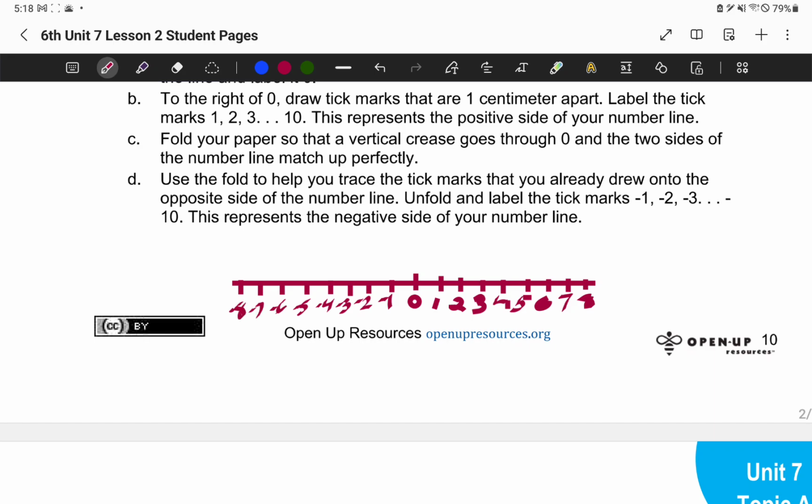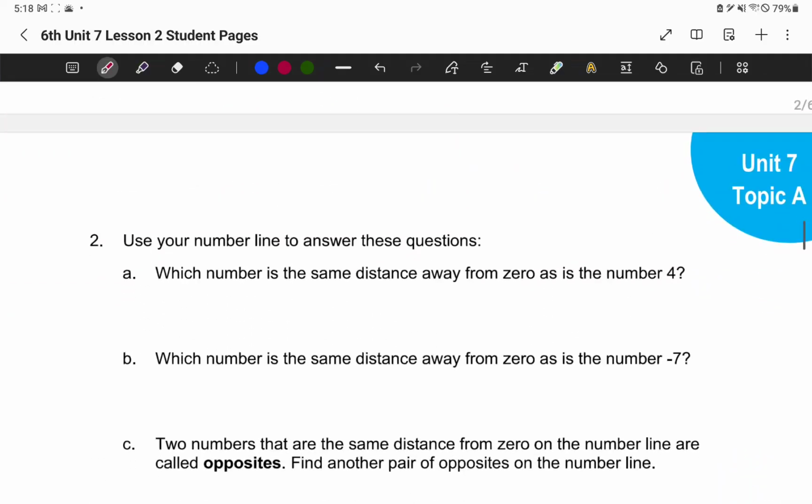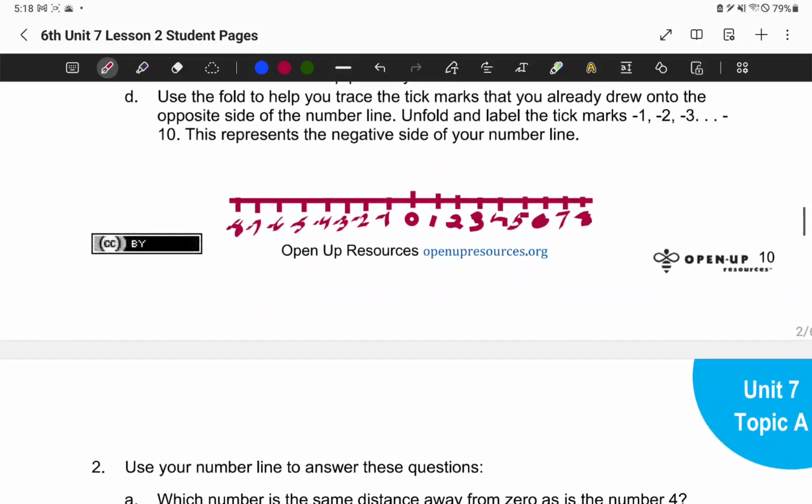Okay, so which number is the same distance away from 0 as the number 4? Well, so we count. 1, 2, 3, 4 spaces. So we go the other way. 1, 2, 3, 4. Well, that's -4.